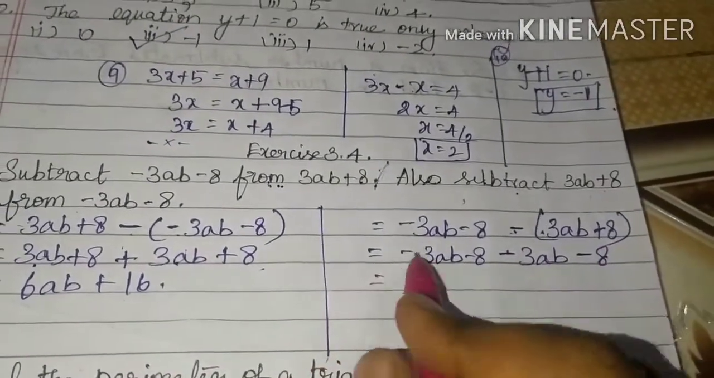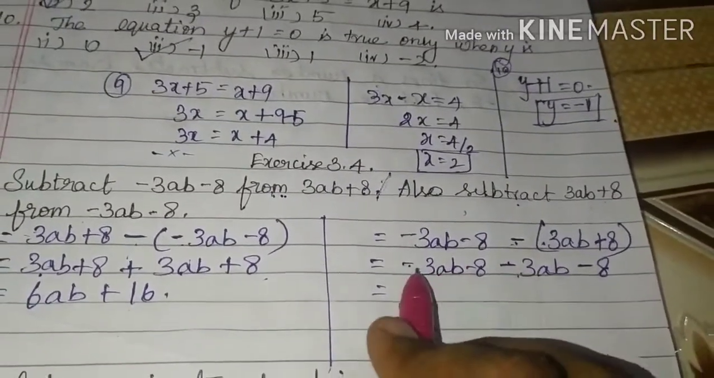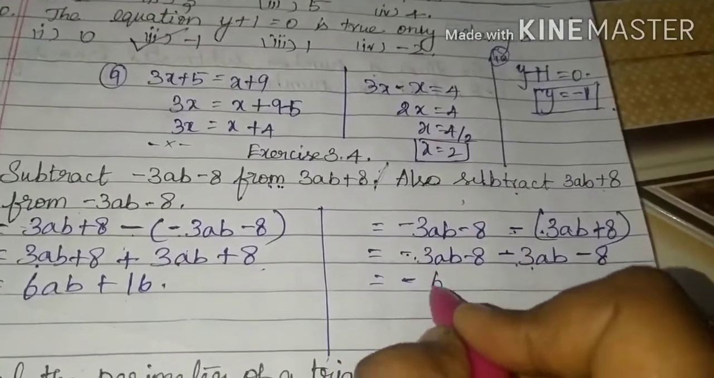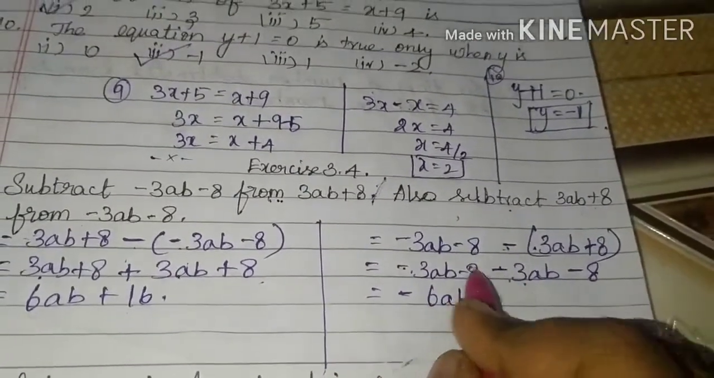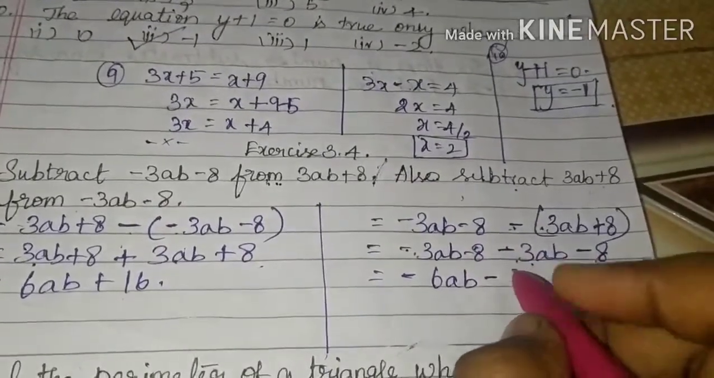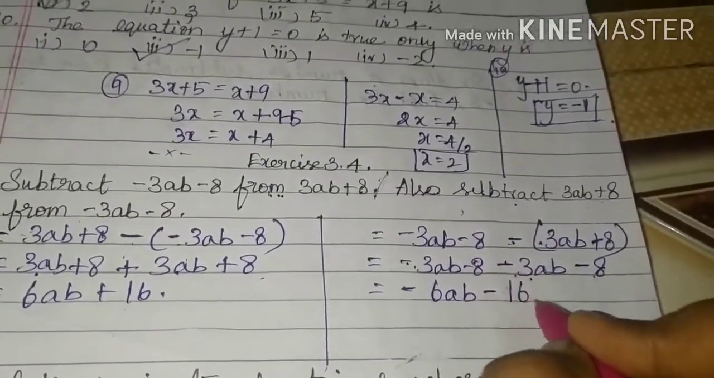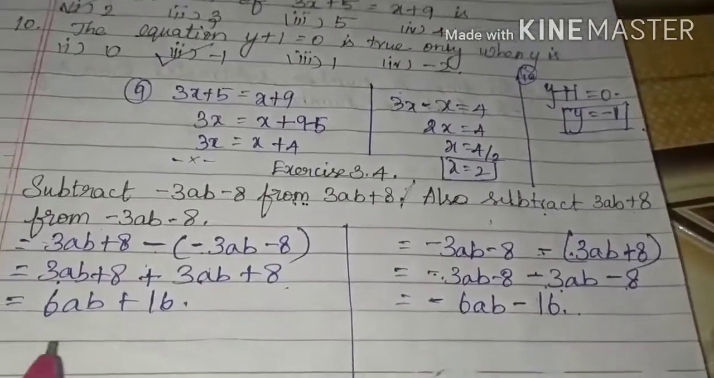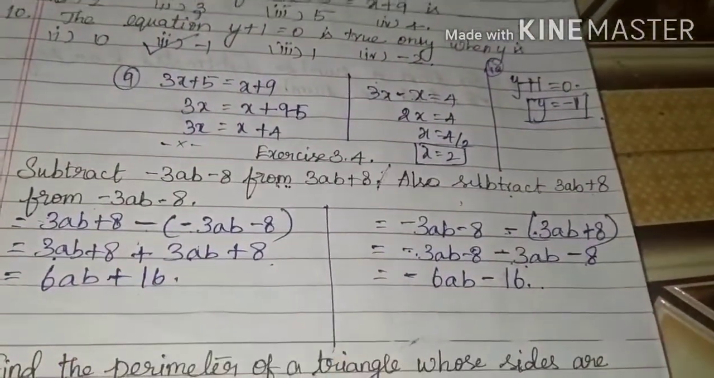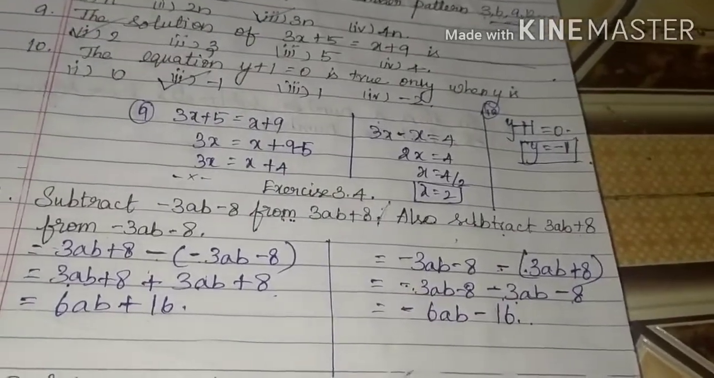Now you just tell me the answer. Minus, minus, both are minus, so we want to do the addition. Very good. Minus 6ab. Okay, minus 8: minus into minus is plus, we want to do the addition. 8 8 16. So minus 6ab minus 16. Here plus 6ab plus 16 is the answer. Okay, are you clear, children?